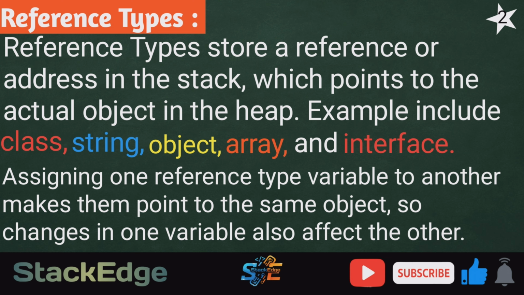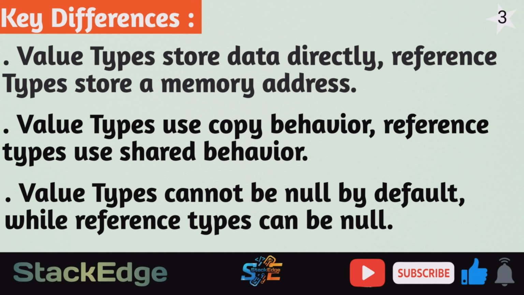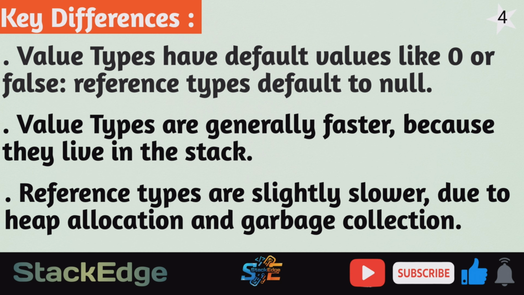Let's go to the quick comparison. Value types store data directly and reference types store a memory address. Value types use copy behavior and reference types use shared behavior. Value types cannot be null by default while reference types can be null. Value types have default values like 0 or false and reference types default to null. Value types are generally faster because they live in the stack, and reference types are slightly slower due to heap allocation and garbage collection.